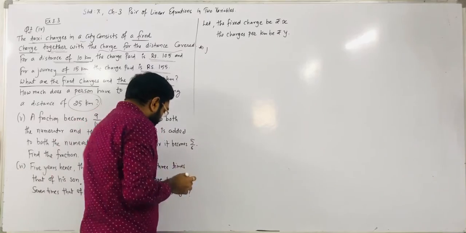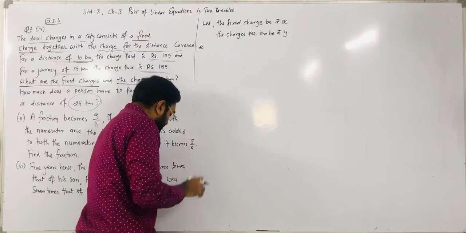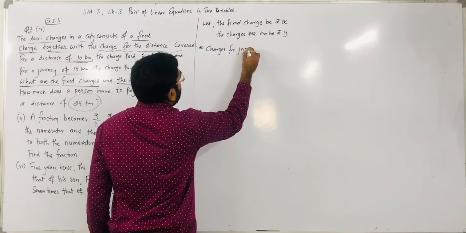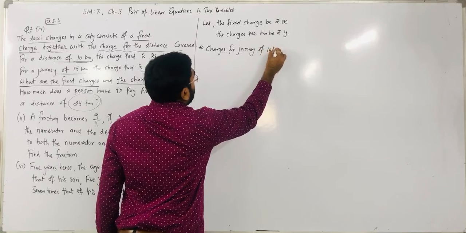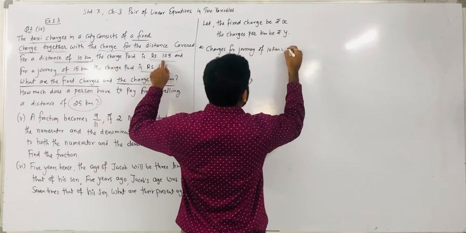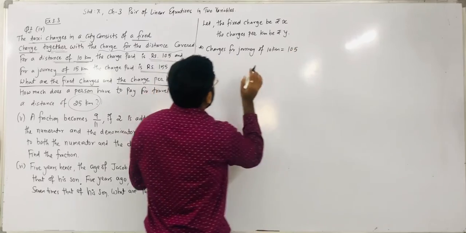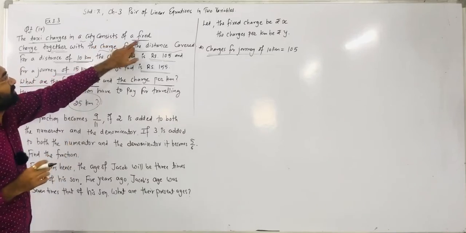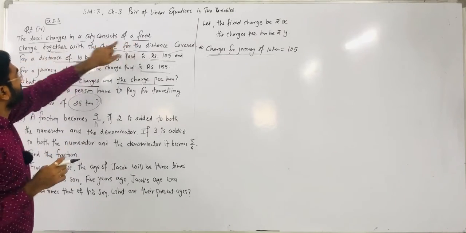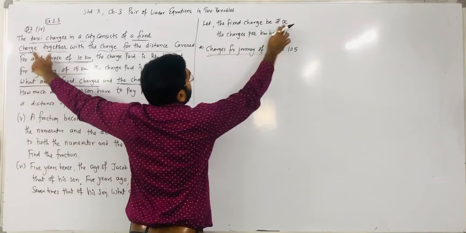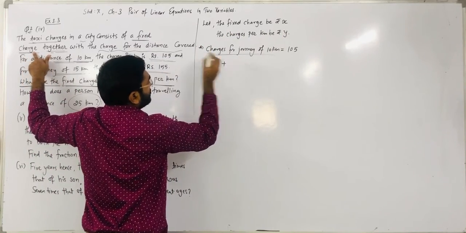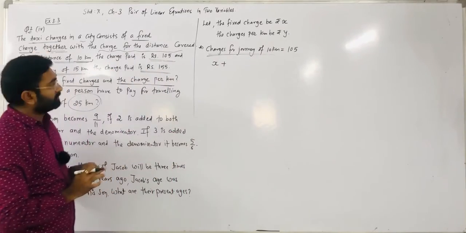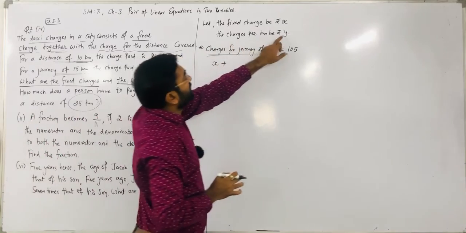The charge for a journey of 10 kilometers is rupees 105. What is the meaning of that? The charge of a journey of 10 kilometers: as per the first statement, we have to pay the fixed charge, and the fixed charge is x rupees. To this we have to add the charge for 10 kilometers. You travel 10 kilometers, and the charge per kilometer is y rupees.